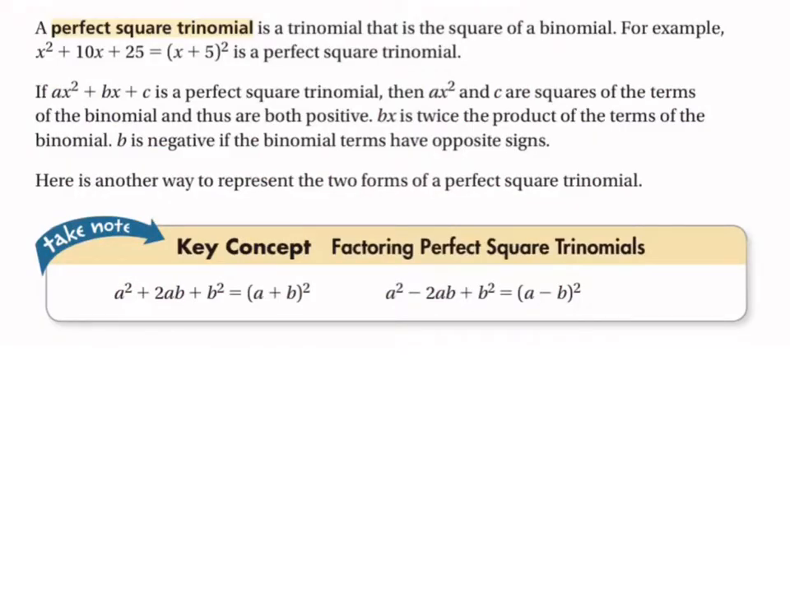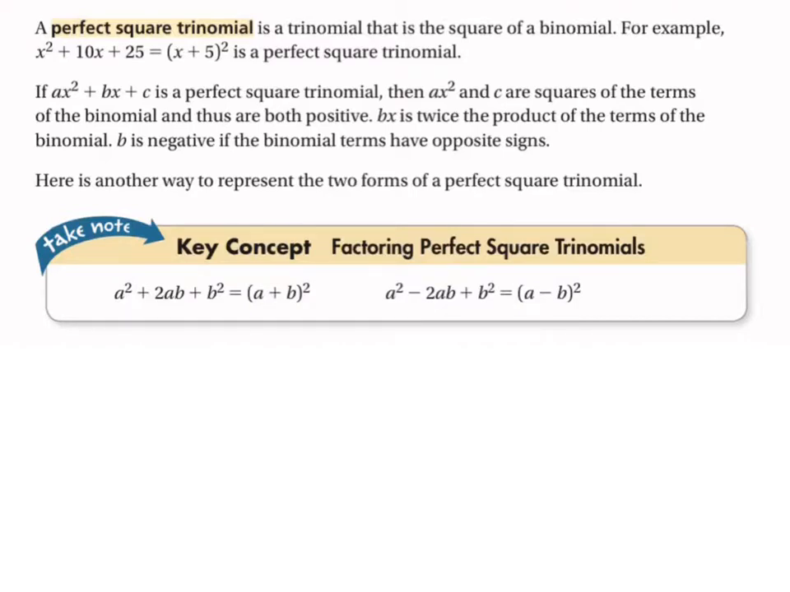So a perfect square trinomial is a trinomial that is the square of a binomial. That means that if we were to factor something such as x squared plus 10x plus 25, we get the same quantity twice for our two binomials. So in this case, x plus 5 times x plus 5. So here are some shortcuts to help us identify these things.